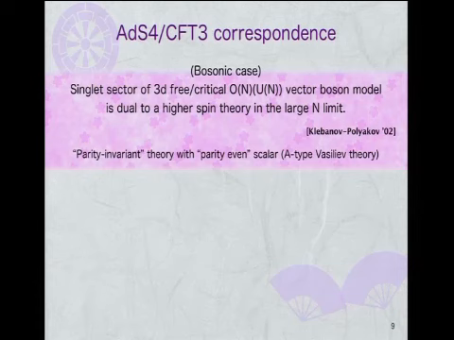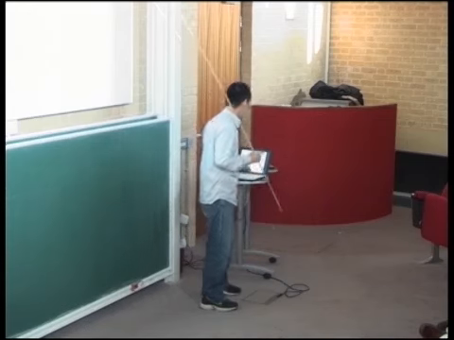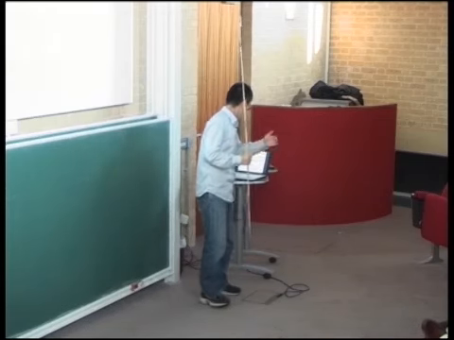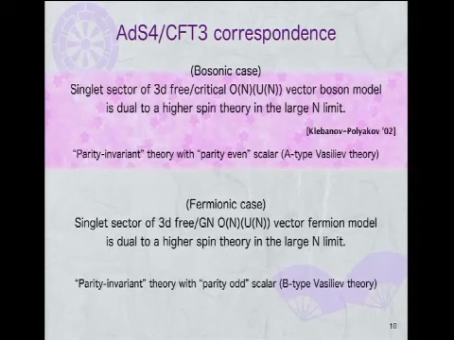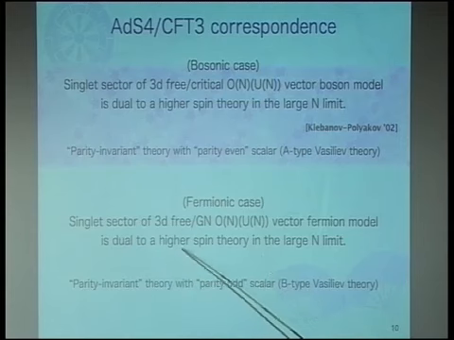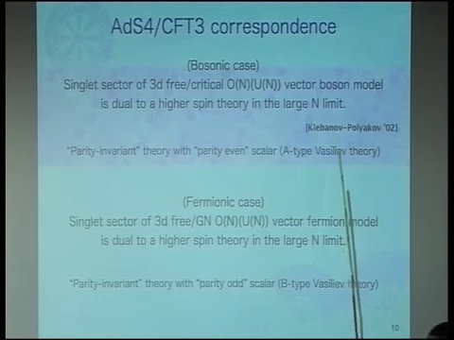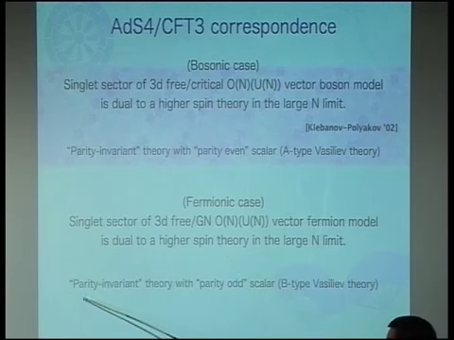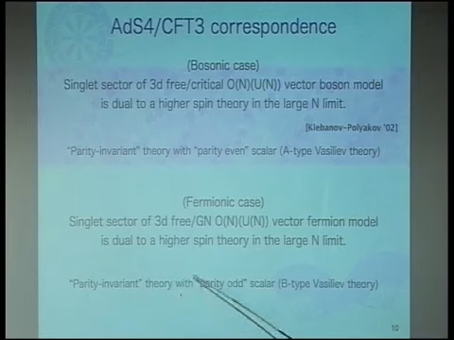This parity is defined on AdS4, and now I'm being sloppy, but this conjecture is generalized to the fermionic case. In this case, the singlet sector of the three-dimensional free or Gross-Neveu type interacting O(N) or U(N) vector fermion model is dual to a higher spin theory in the large N limit. And this higher spin theory is now understood as a parity invariant theory with a parity odd scalar, called B-type Vasiliev theory.